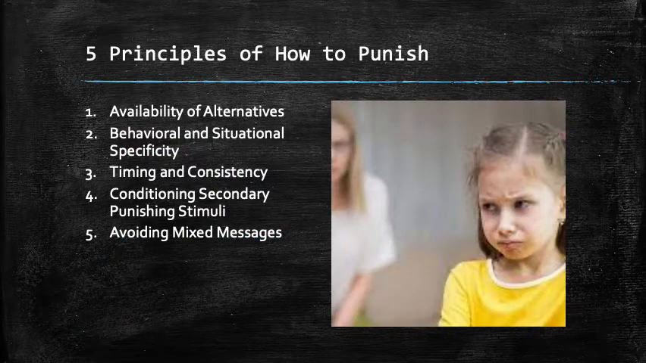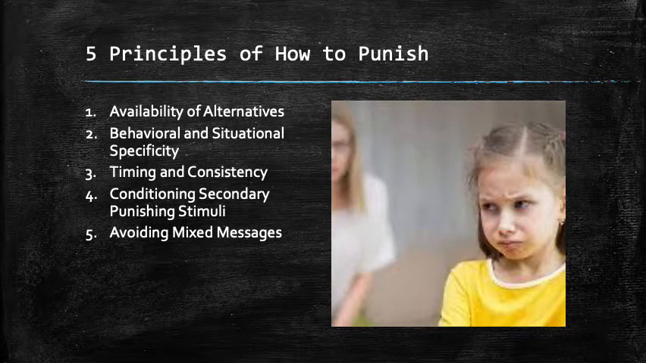If you must punish, here are 5 principles of how to punish. Number 1, make sure there is an alternative to the punishment that is rewarding. This could help for better behavior next time. Number 2, make sure to be specific about the punishment. Not knowing what one is being punished for may cause fear and anxiety.